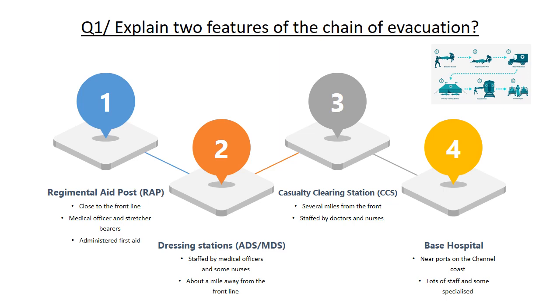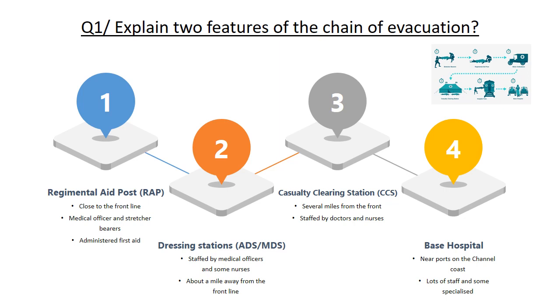So this is about the chain of evacuation. Just to remind you what this is about: if a soldier was injured, the first stage would be the RAP, the Regimental Aid Post, which is literally a few hundred metres behind the line, very close to the front line, where stretcher bearers brought in the injured soldiers to a medical officer, who would perform basic first aid. If they were more seriously injured, they'd be taken further back, about a mile from the front line, to the dressing stations, the ADS, the Advanced Dressing Station, or the MDS, the Main Dressing Station, and there they'd give them a little bit more detailed care.